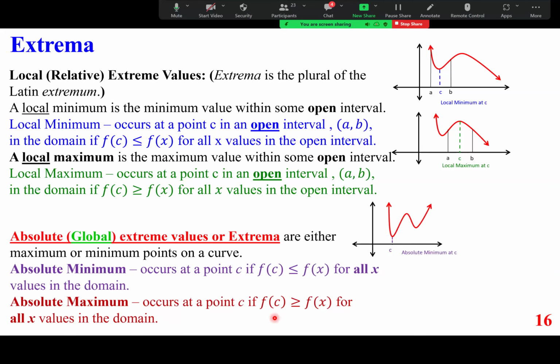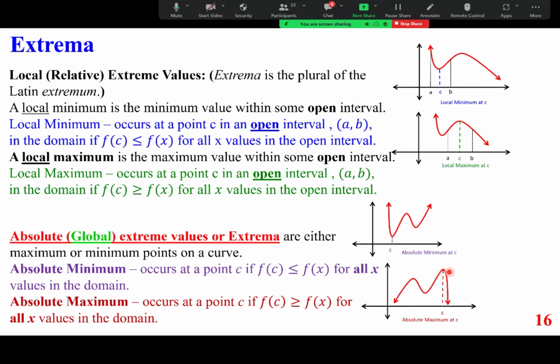Absolute maximum occurs at the point c if f of c is greater than or equal to f of x for all x values in the domain. And so what I want you to see is very simple. Local min, local max, local min. This local min is also an absolute min. Local max, local min, local max. Peaks and valleys are local. This happened to be an absolute because no other point has a larger y coordinate.